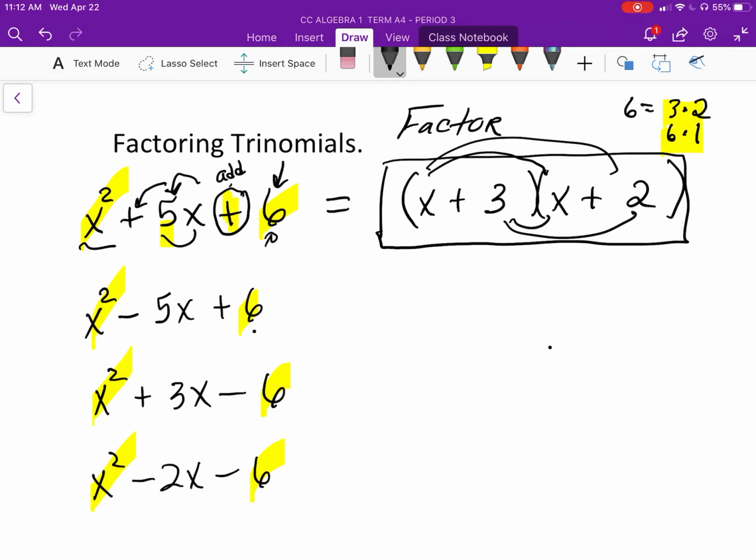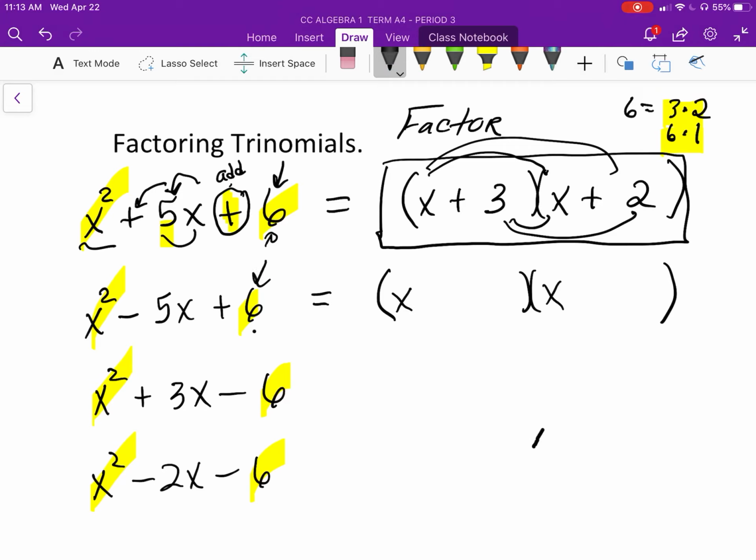So let's move on to the next one. We're going to start with our parentheses. These are set up to be easier, so we do not have to look for factors of 6 because I've already given them to you. Fill in the x.